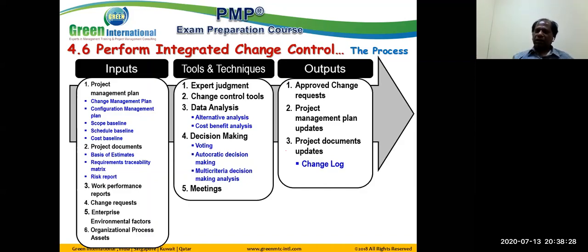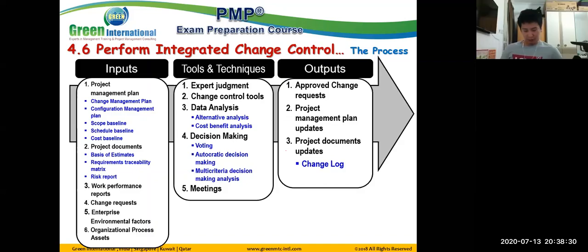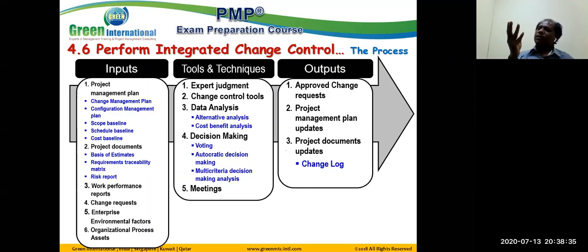That's called autocratic decision. Multi-criteria decision analysis: what is that? When you are making a decision, you need to consider scope, time, cost, quality, and risk. So we may consider different factors, give weightage to them, and then finally arrive at, okay, let's go for this decision, let's make this change. That's called multi-criteria decision analysis. The most commonly used technique is meetings, which generally means change control board meetings.